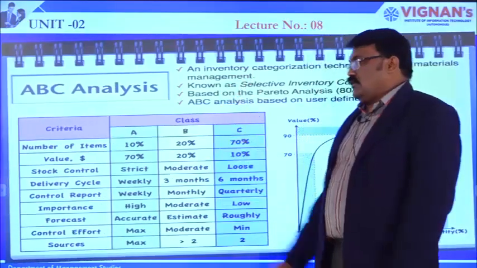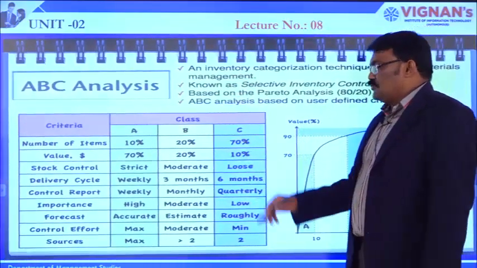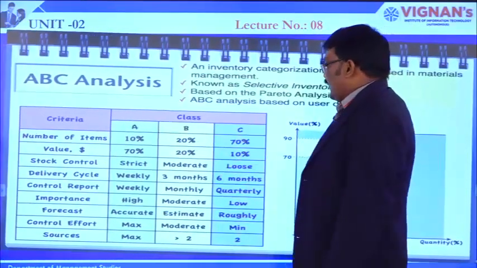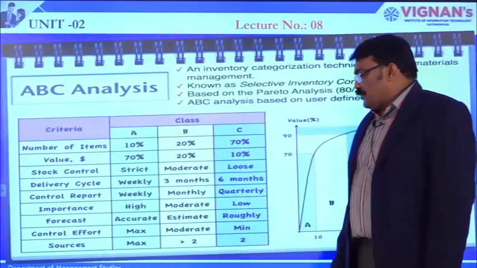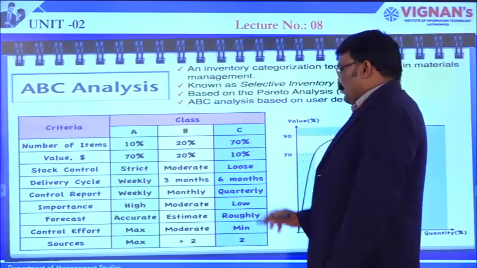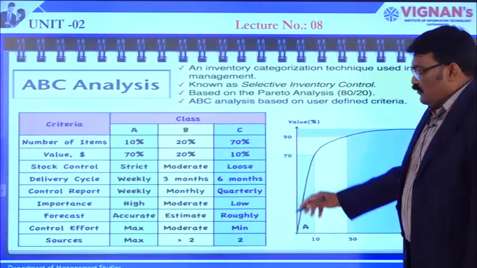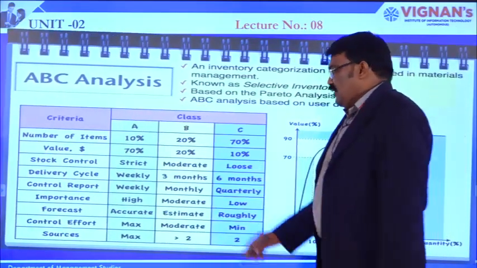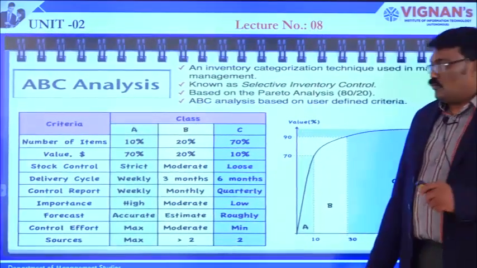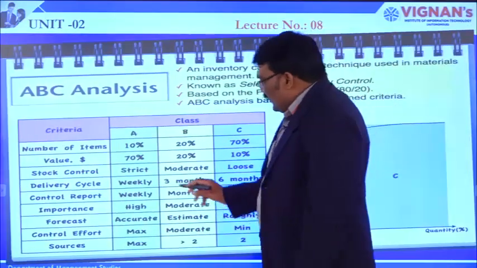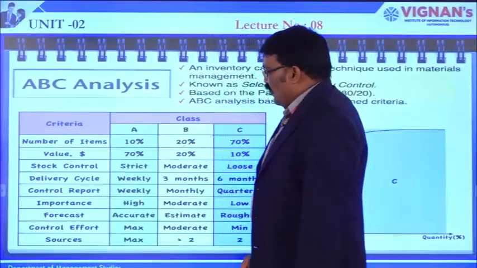Loose stock control, how effective it is at the loose level. Delivery cycle is 6 months once, and control report quarterly, importance low, forecast rough, and control efforts minimum, and sources 2. Now, what is the weekly delivery cycle?